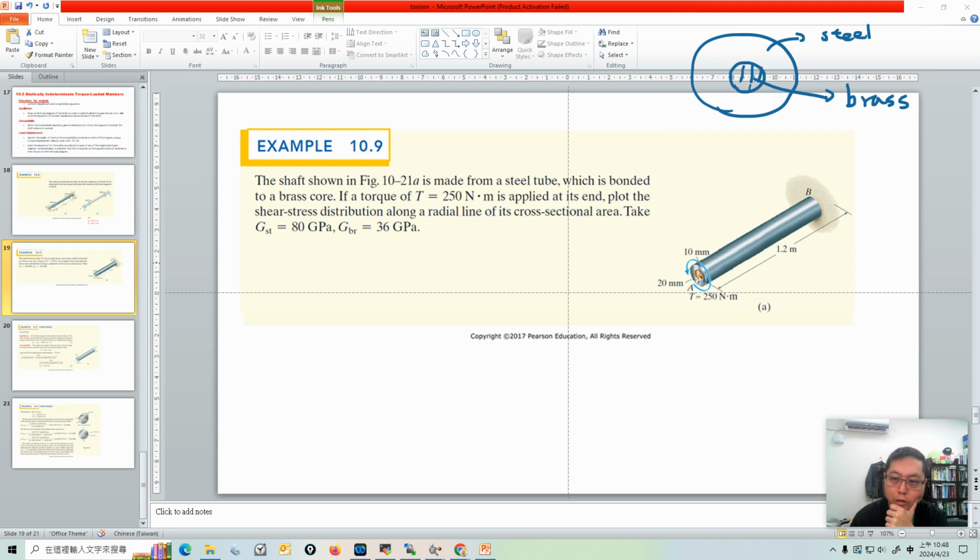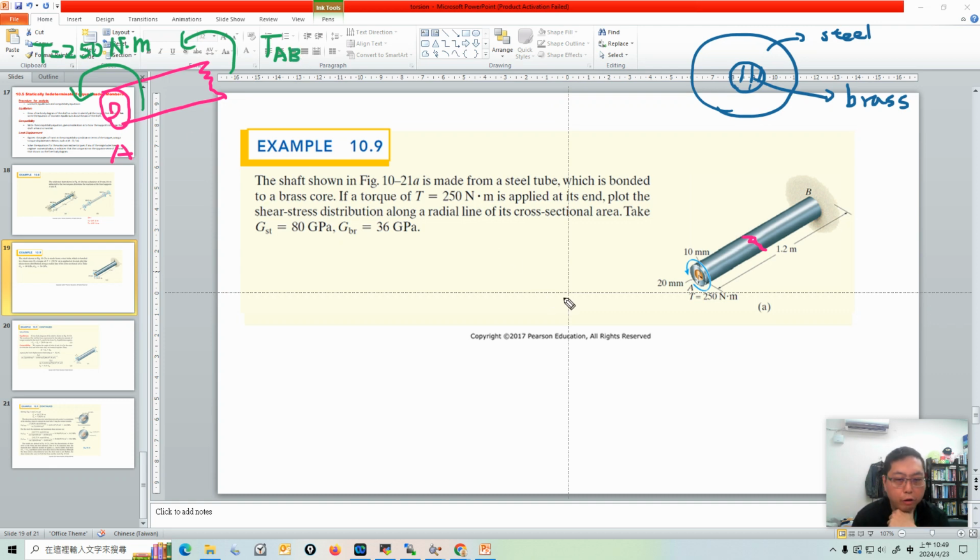If we cut a section here, here is our coaxial loading, and here is A. We apply an external torque, which is counterclockwise, T equal to 250 Newton meters. When we cut a section between A and B, there must be a torque T_AB here.